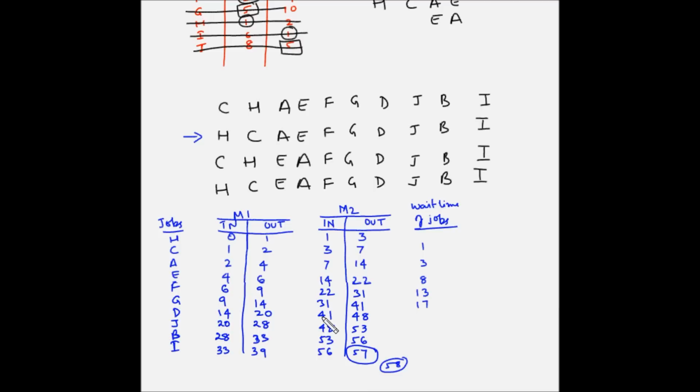D has to wait for 41 minus 20, which is 21 hours. J has to wait for 48 minus 28, which is 20 hours. B has to wait for 53 minus 33, which is 20 hours again. And I has to wait for 56 minus 39, which is 17 hours.